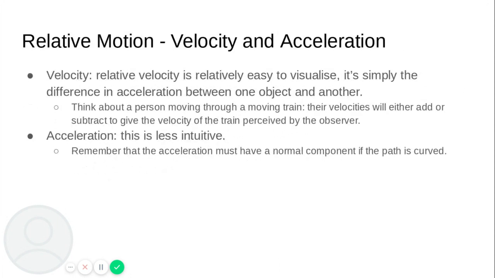So velocity, relative velocity is fairly easy to visualize. It's just the difference in velocity between one object and another. So you want to think about a person moving through a train, for example. Their velocities will either add or subtract to give the velocity of the train perceived by the observer.